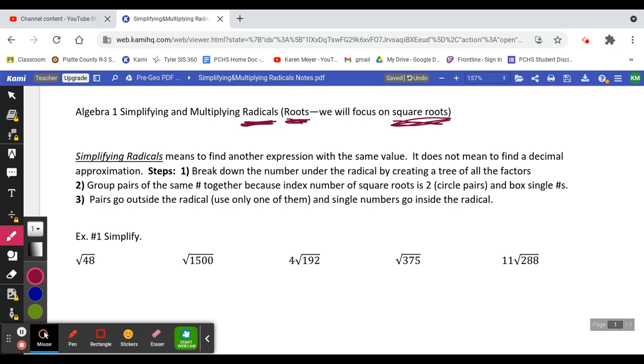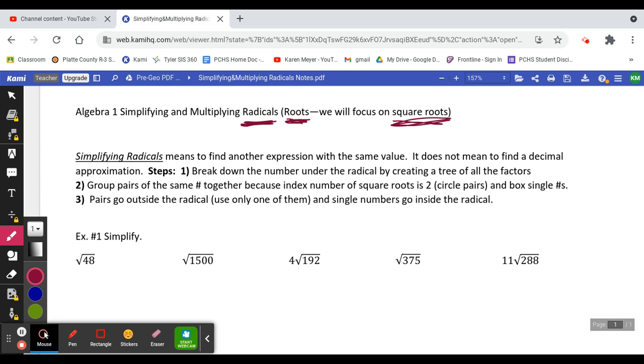Now, when I say simplify the square root, I don't mean pick up the calculator and type in the square root of the number and write down a decimal answer. We can't do that. It does not mean find a decimal approximation. No. We're going to get more high tech than that. So to help me simplify a radical, first let's go to something that you should know.